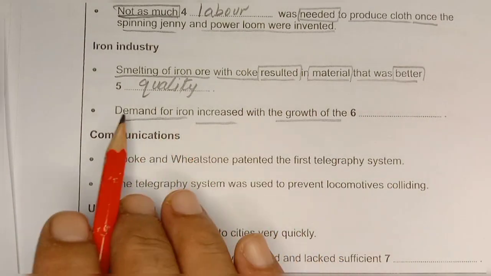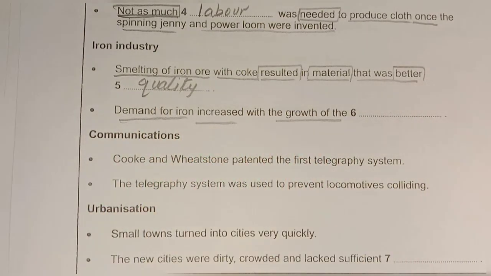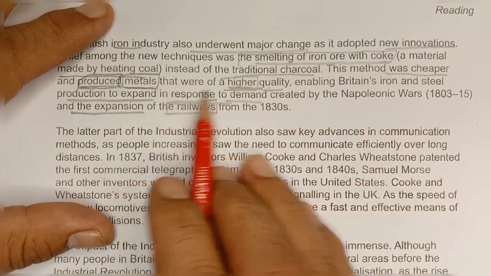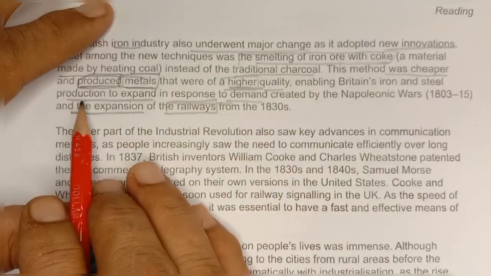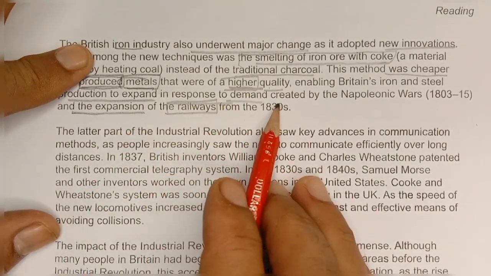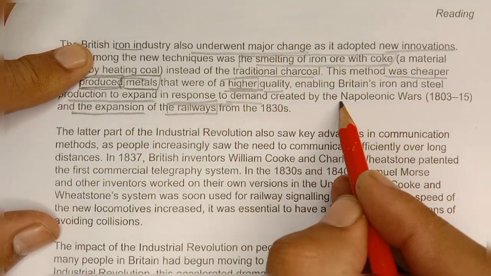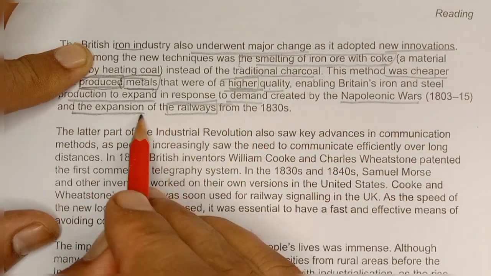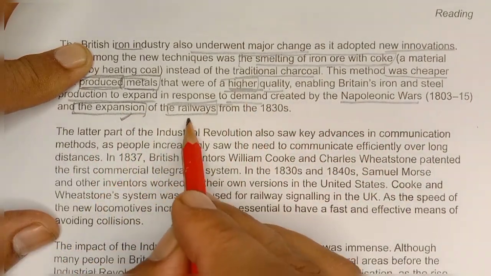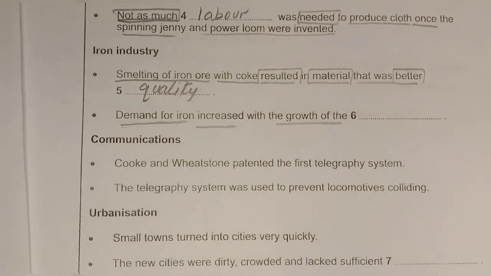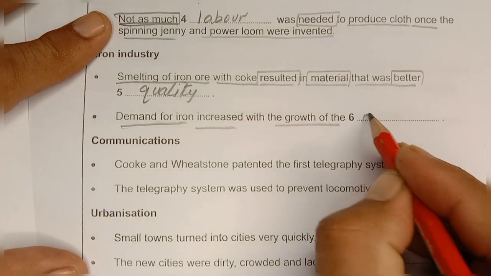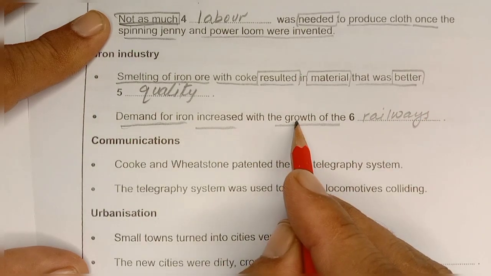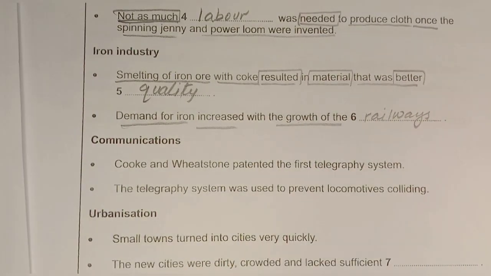हाँ जी, जो आयरन की डिमांड थी वो बढ़ी किसी चीज के बढ़ने से. किस चीज के बढ़ने से जी? पहली बात तो ये है, कहता है कि enabling Britain's iron and steel production to expand in response to demand created by Napoleonic War. Napoleonic War की वजह से एक डिमांड बढ़ी, एंड द एक्सपेंशन और ग्रोथ हुई है किसमें? ऑफ रेलवे. रेलवेज में ग्रोथ हुई है, तो फिर हम लिखेंगे जी कि रेलवेज में ये ग्रोथ है, एक्सपेंशन है. ठीक है जी, तो हमने देखा है.